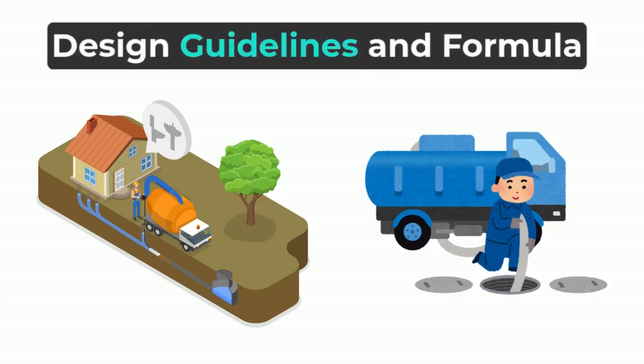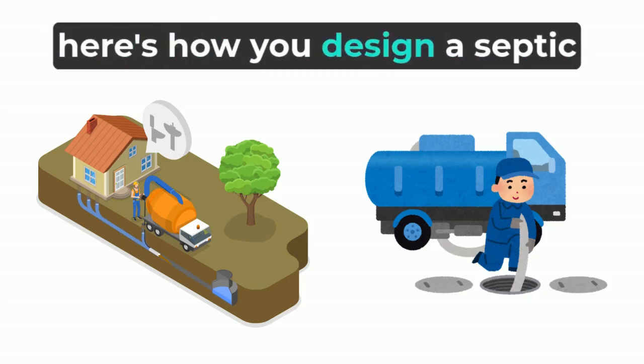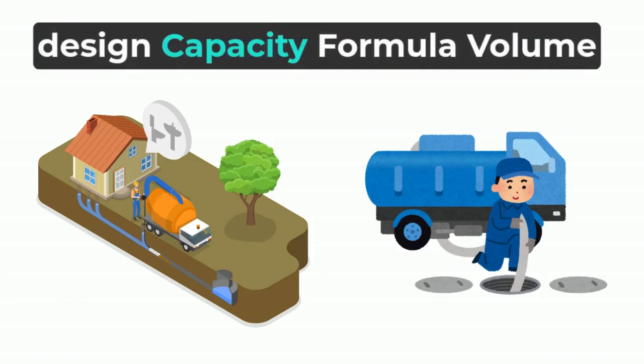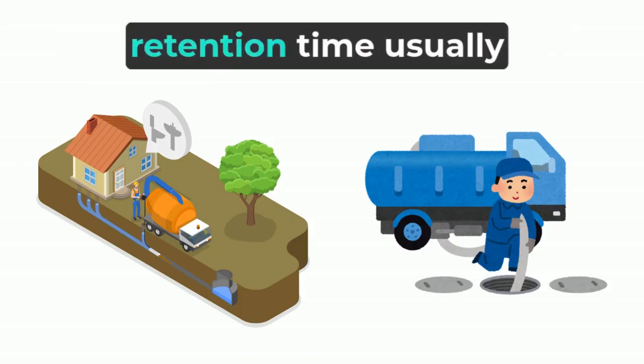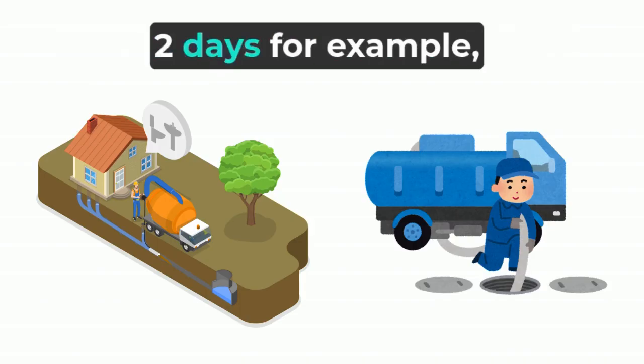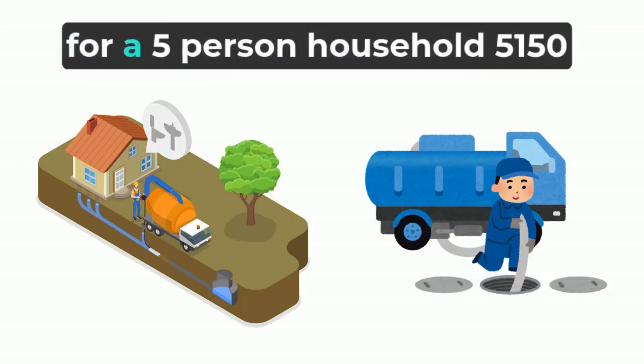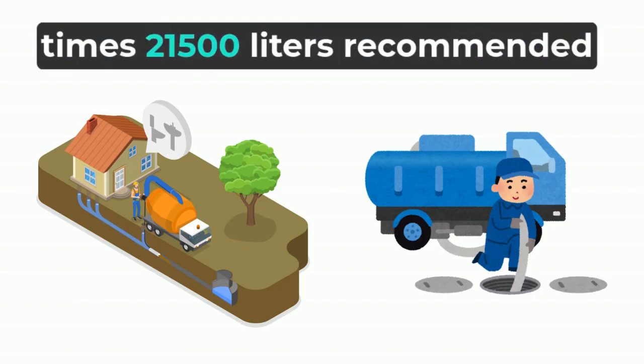Design guidelines and formula. Here's how you design a septic tank. Design capacity formula: Volume, in liters, equals number of users times 150 liters times retention time, usually 2 days. For example, for a 5-person household, 5 times 150 times 2 equals 1,500 liters.